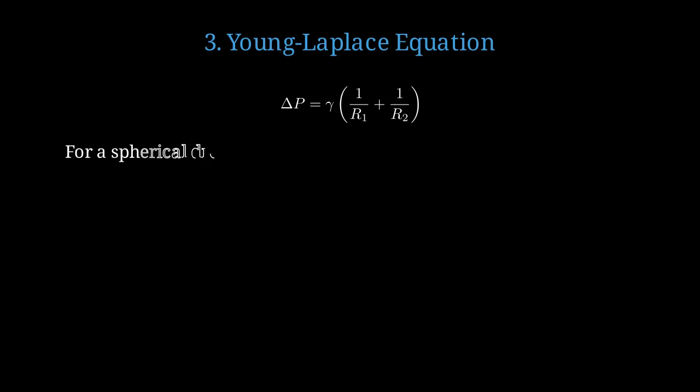The Young-Laplace equation describes the pressure difference across curved interfaces, fundamental to droplet formation. The Young-Laplace equation states that pressure difference equals interfacial tension times the sum of inverse principal radii of curvature. For a spherical droplet, both principal radii are equal to the droplet radius r. This simplifies to delta P equals 2 gamma over r for spherical droplets.